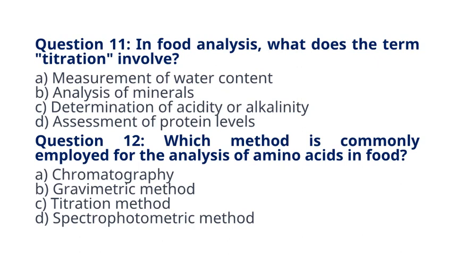Question 12. Which method is commonly employed for the analysis of amino acids in food? A. Chromatography. B. Gravimetric method. C. Titration method. D. Spectrophotometric method. The correct answer to question 12 is option A. Chromatography. Explanation: chromatography is commonly used for the separation and analysis of amino acids in food samples.